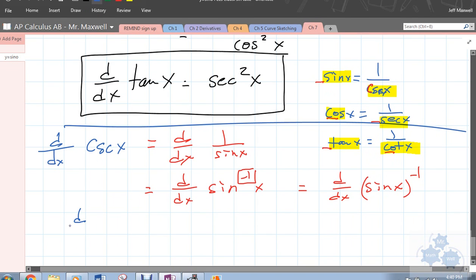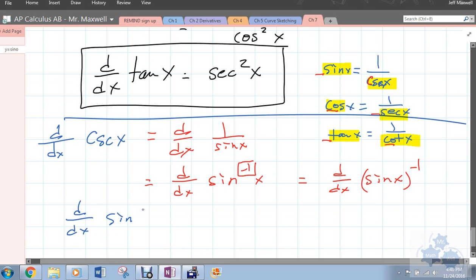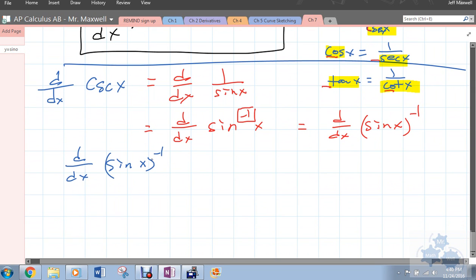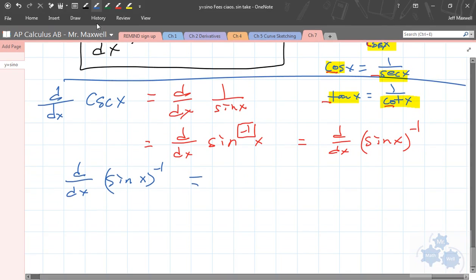All right. So now let's do that one. Let's do d over dx of sine of x to the negative 1. And, of course, we're going to use the power rule and chain rule. So, to find that derivative, we'll do the outside function, which is this blob here to the negative 1. And that's going to be negative 1 times sine of x to the power of negative 2.